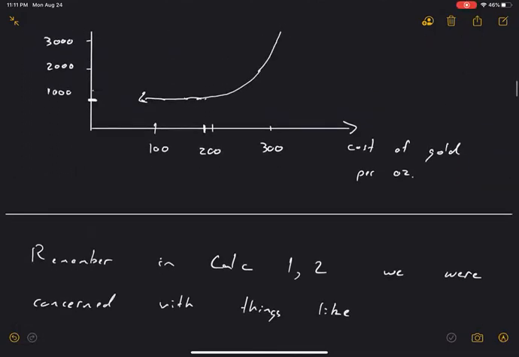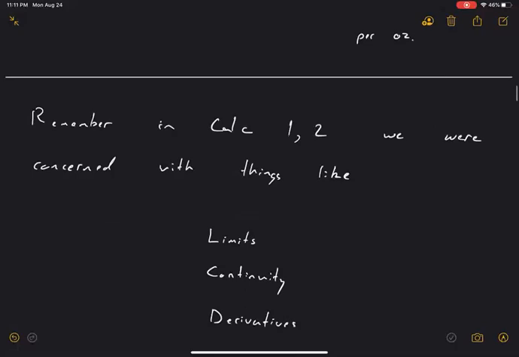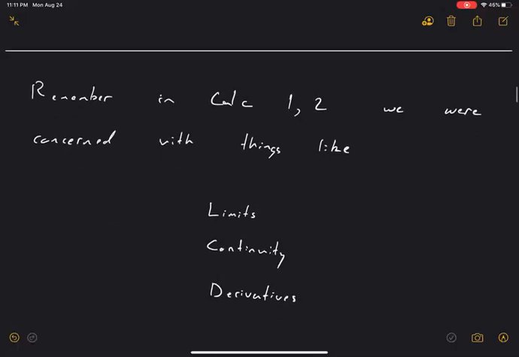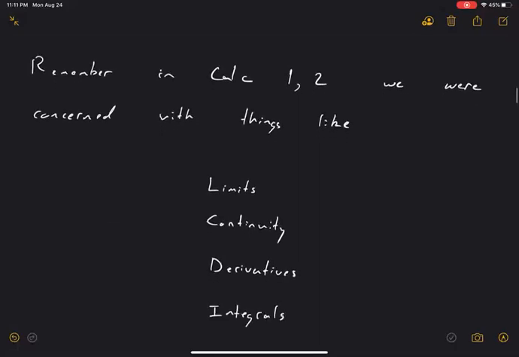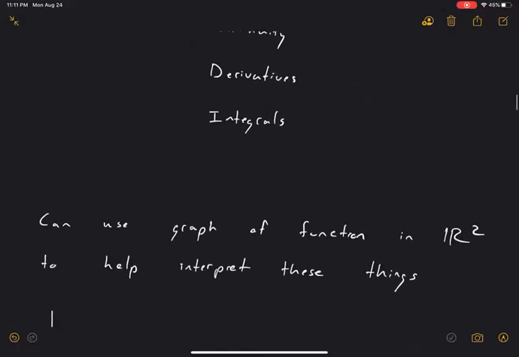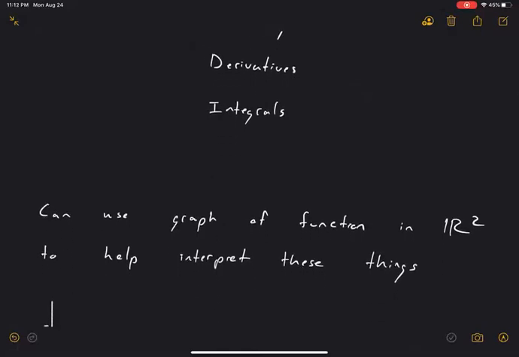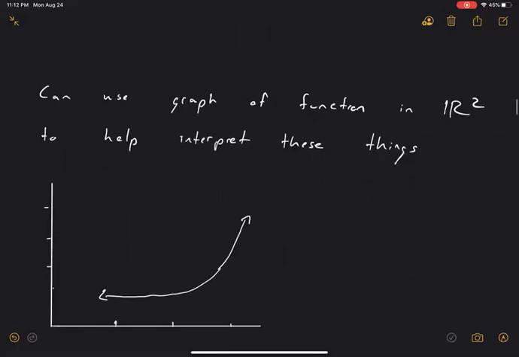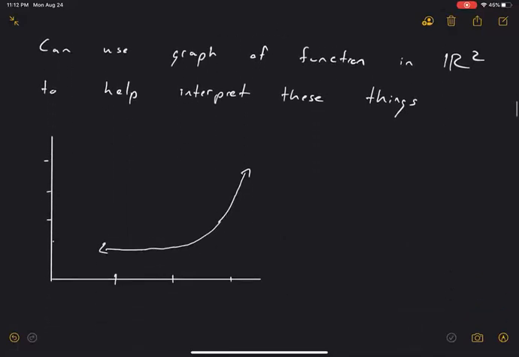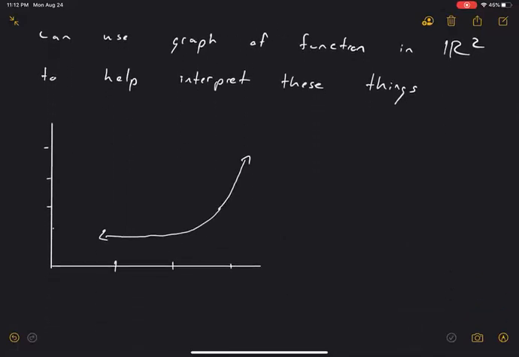Now, what kind of stuff did we do in Calc 1 and Calc 2? We did limits, continuity, derivatives, integrals, and so on. And let's look at the case of derivatives. Finding our derivatives was really based on a lot of intuition and function built in from these points in R2, right?